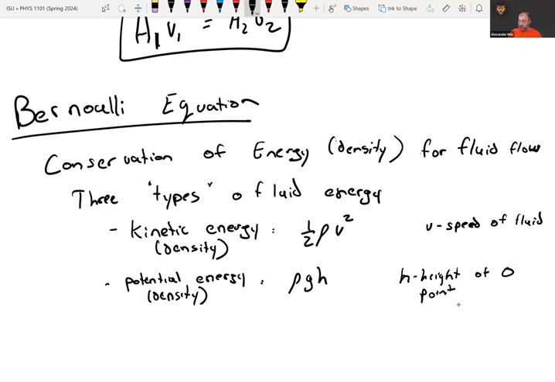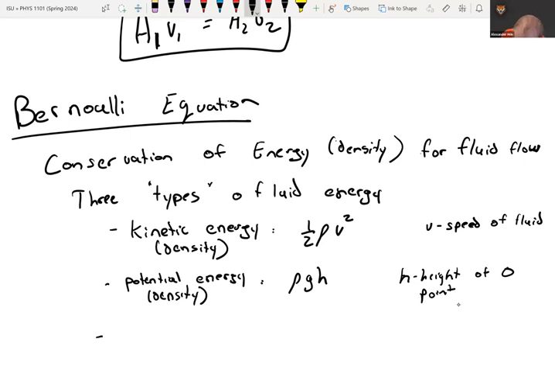A situation like this would be like a dam, where you build up all the water behind the dam, and basically you're storing potential energy in all that water, and you're only letting a little bit of it out. So not all that potential energy is being converted to kinetic, but you're doing it at a very specific rate. Okay, so that's what's going on there.